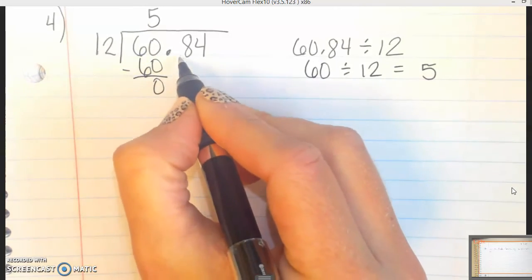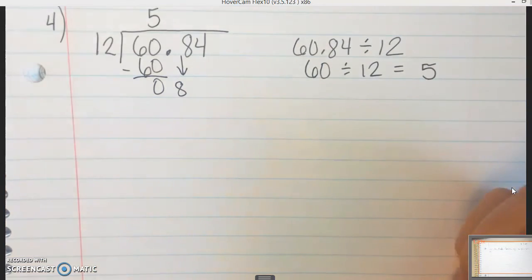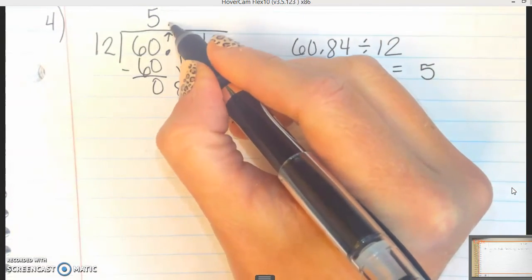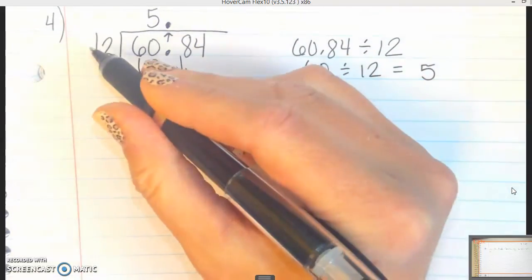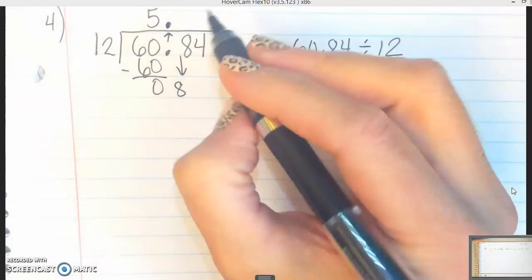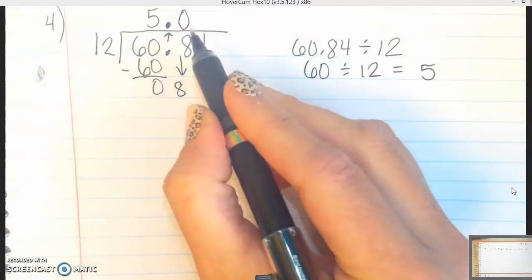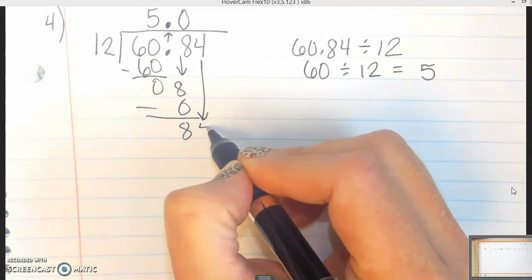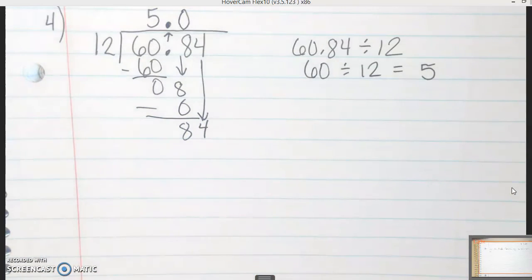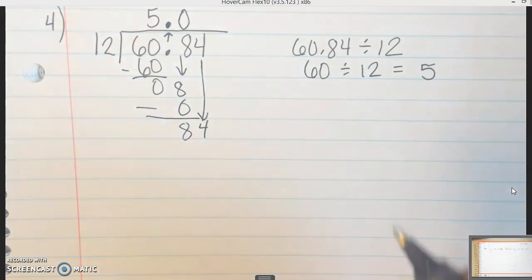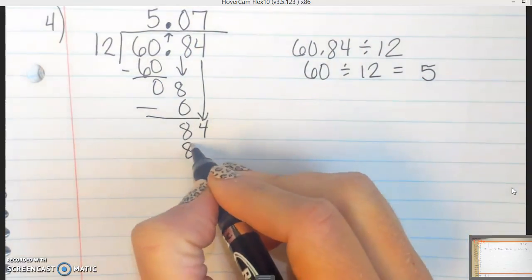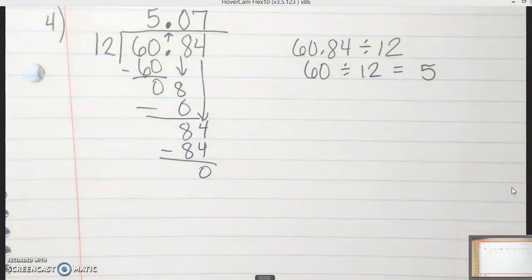I subtract and bring down the next number. You with me? Then you go ahead and bring up the decimal. How many times will 12 go into 8? 0 times. So we're going to fill in a 0. 0 times 12 is 0. Subtract. And I bring down 4. How many times will 12 go into 84? 7 times. 7 times 12 is 84. So that's how we get our answer.